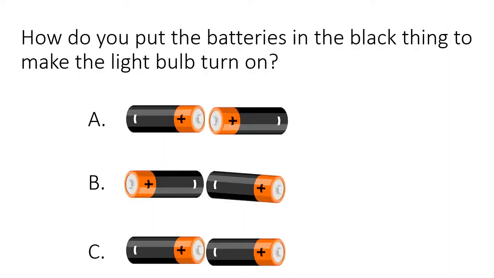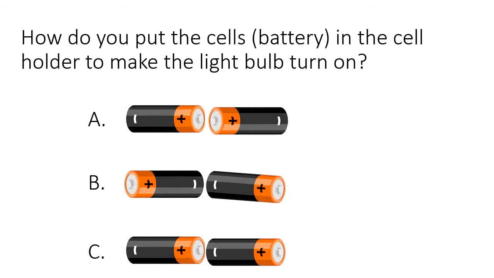How do you put the cells in the black thing to make the light bulb turn on? A, plus and plus together, B, minus and minus together, or C, plus and minus together. If you said letter C, plus and minus, or positive and negative together, you are right.